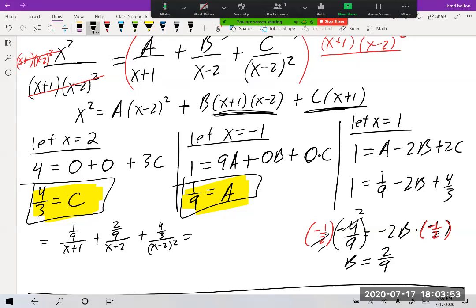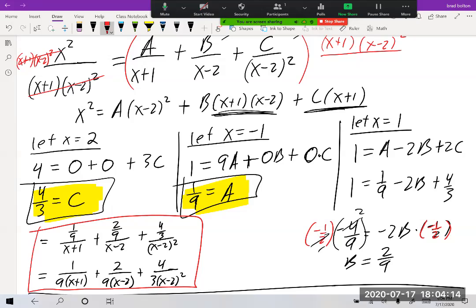Now, in reality, you can actually clean this up even more. I'm not sure how the homework wants it, but you guys could write it like this: 1 over 9 times x plus 1 plus 2 over 9 times x minus 2 plus 4 over 3 times x minus 2 quantity squared. It really depends on how they want the answers. They may take the top one, but I'm just going to give you both.